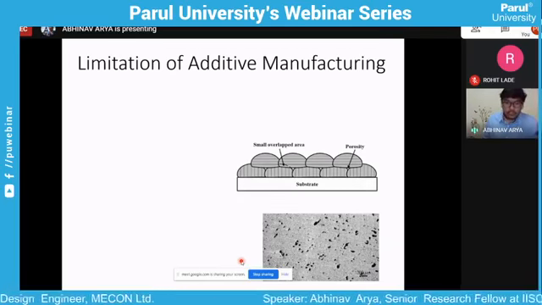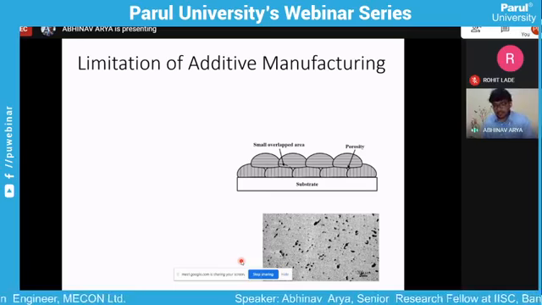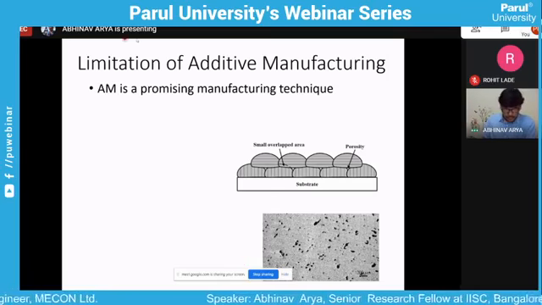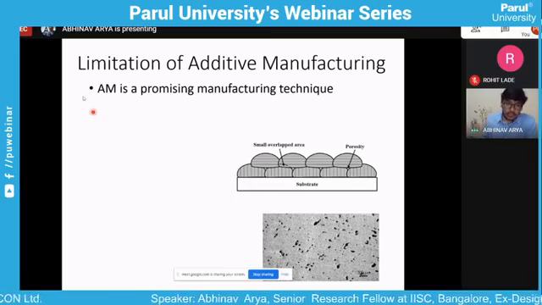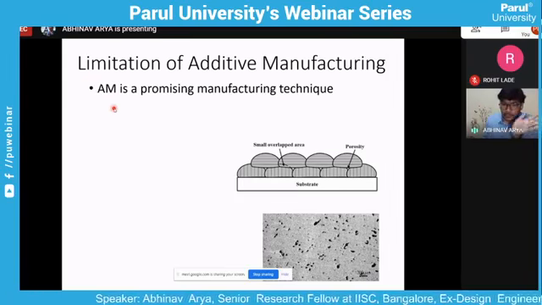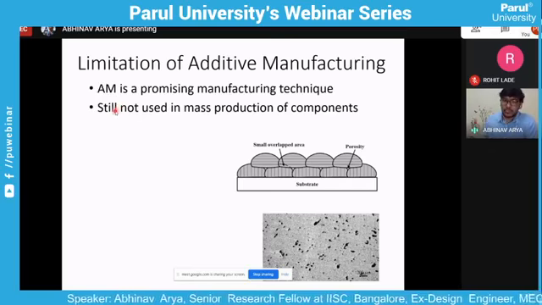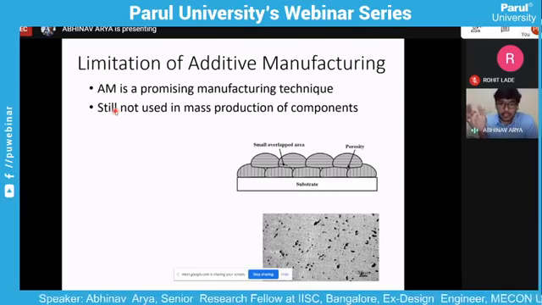Now, additive manufacturing has so many benefits, but still it is not very widely used. There are certain limitations, so I'll talk about those also. We know it's a very promising manufacturing technique, but still it is not used for mass production, right? Why?